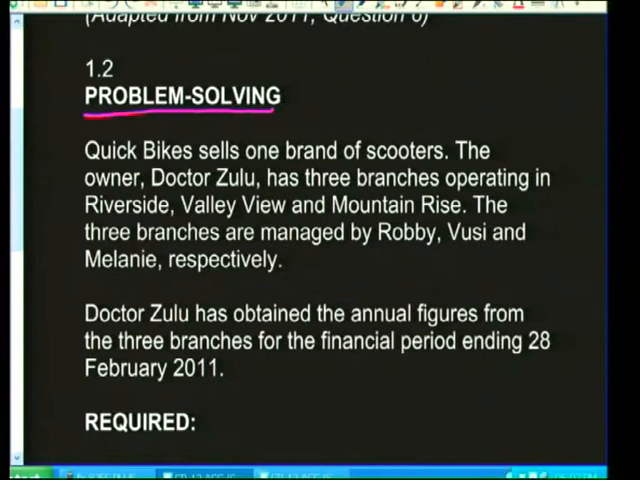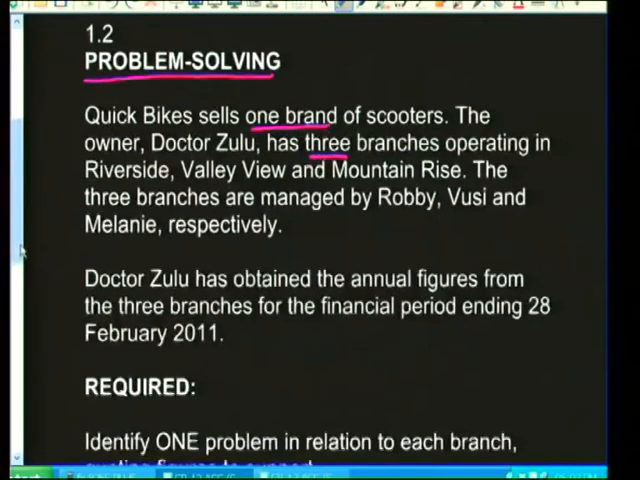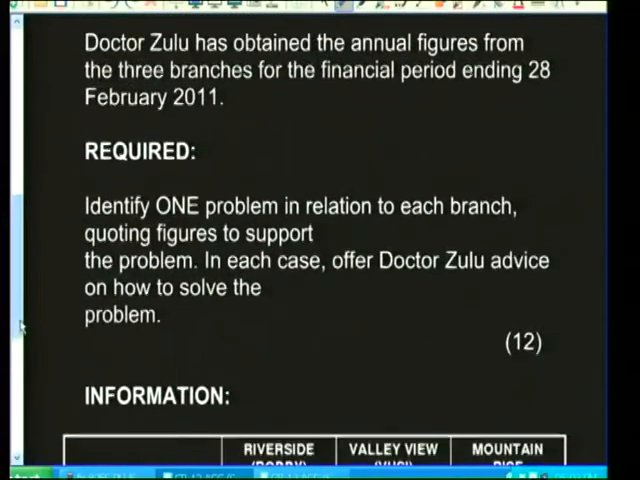It says here that Quick Bikes sells one brand of scooters. The owner, Dr. Zulu, has 3 branches operating in Riverside, Valley View, and Mountain Rise. So those are 3 different areas. The 3 branches are managed by Robbie, Vusi, and Melanie, respectively. Now, the boss of this business, Dr. Zulu, or the owner of this business, has obtained the annual figures from the 3 branches for the financial period ending 28th of February 2011.